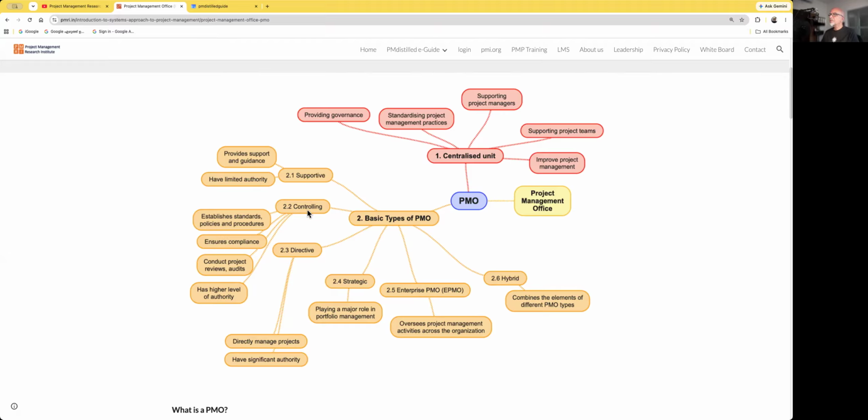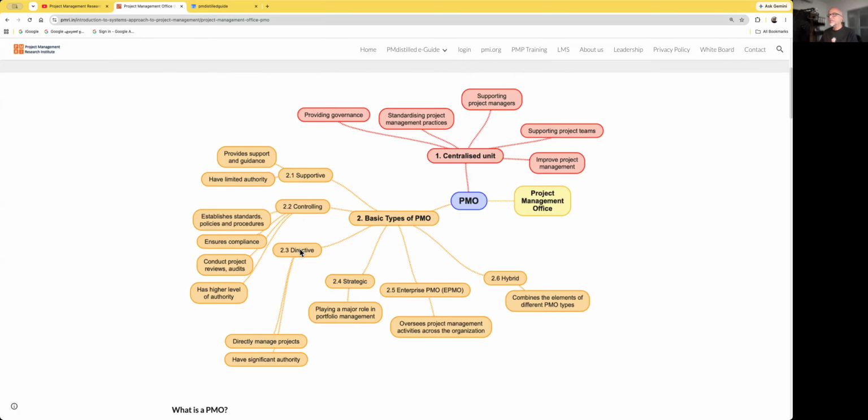Then we have controlling PMOs. Controlling PMOs have more authority than the supporting PMOs. They can do audits of the project. They establish standards, policies, and procedures, ensure compliance. That means they can conduct audits of projects, issue non-conformances, etc. They conduct project reviews and audits, has higher level of authority than the supportive PMO. So controlling PMO has more authority than the supportive PMO.